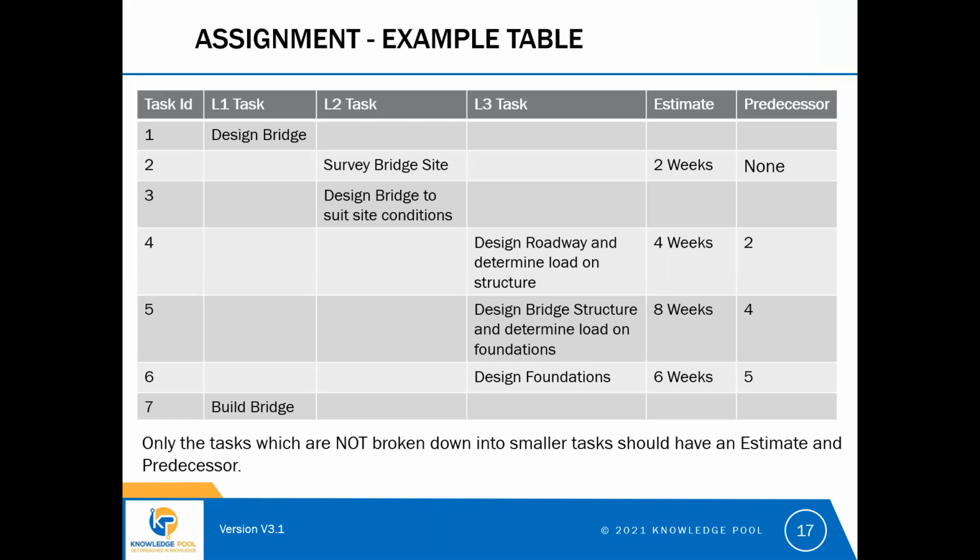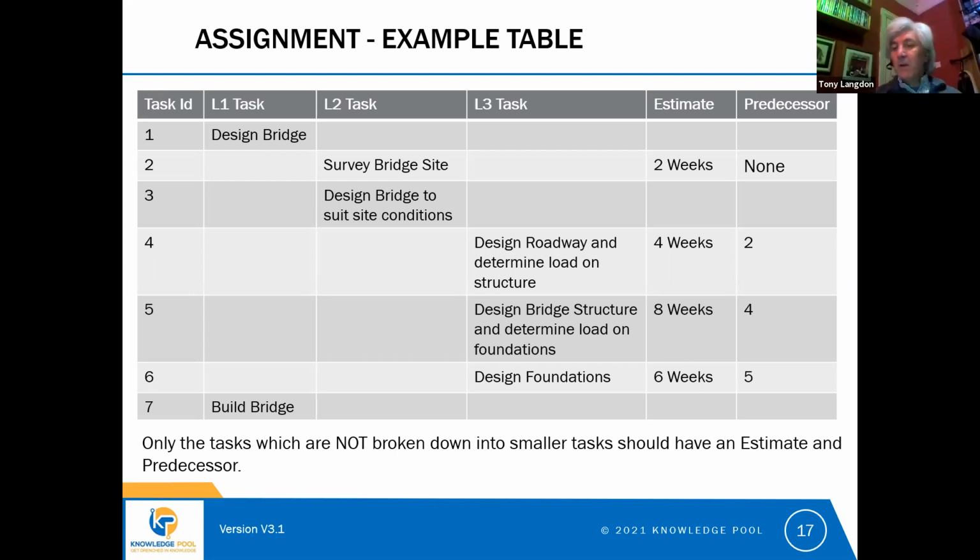So in the predecessors column, put the task ID of the task that the task is dependent upon. So for example, if task 4 needs task 2 to be completed, put the number 2 in the predecessor column, because the predecessor column is talking about the task ID. And perhaps if you had more space on the assignment, you might call column 6 predecessor task ID, just to make it clear that what is in that column is a task ID.